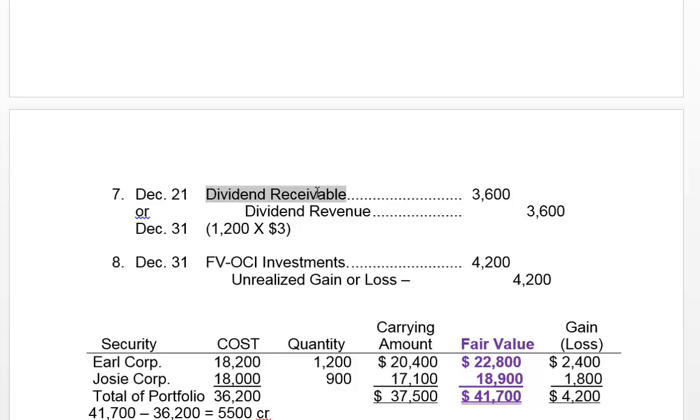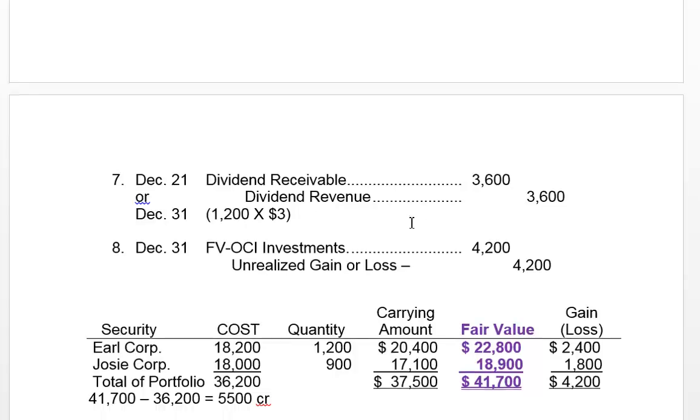But you're still waiting to receive a dividend, and you're going to credit your dividend income for how much? You have 1,200 shares of Earl, and they're giving you a $3 dividend. But it's not going to be paid to you until next month. So you set up a receivable, and you credit your revenue account.